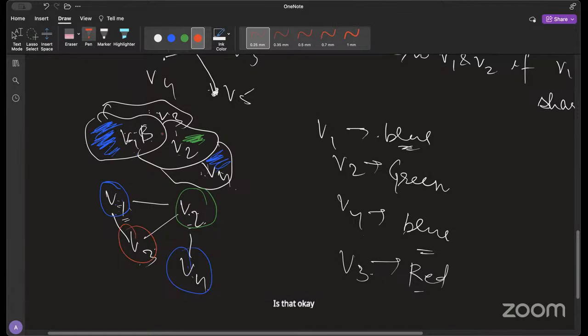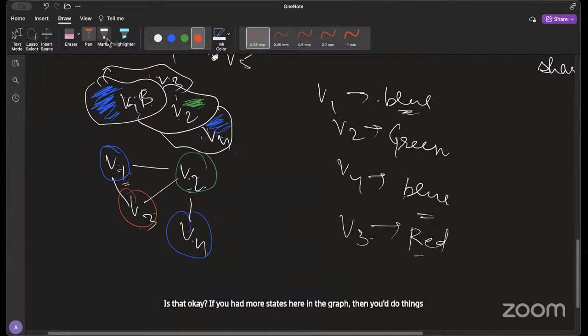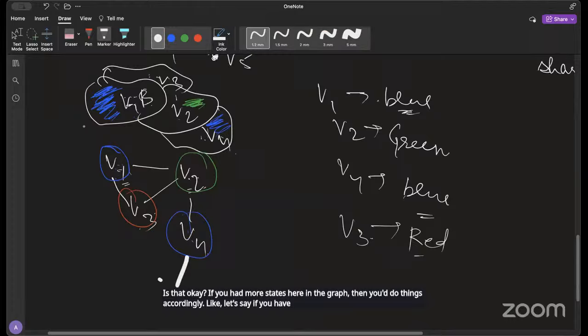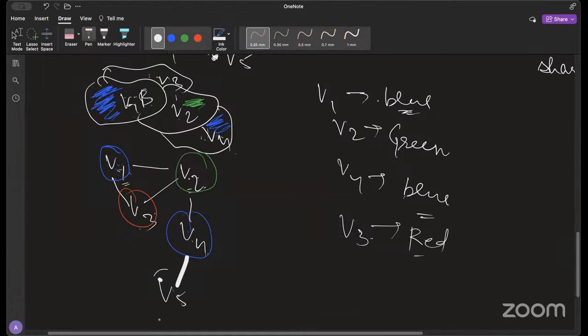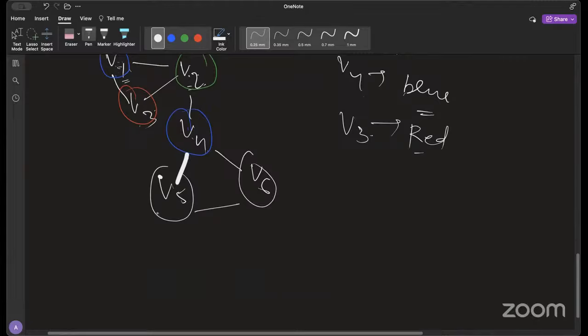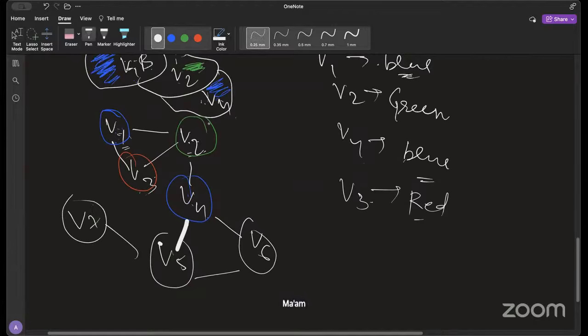Is that okay? If you had more states in the graph, then you do things accordingly. Let's say you have V5 here, then V6 here, then V7 here. Ma'am, just one thing. Yes. Just because V3 is not adjacent to V4, I can also apply that red color to V4 also, right?